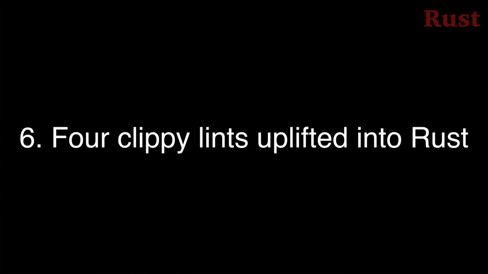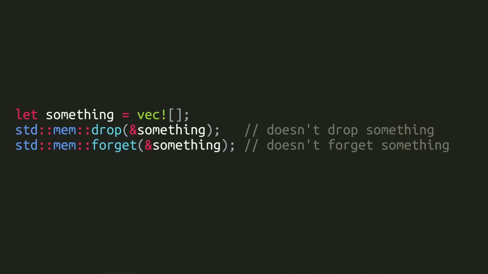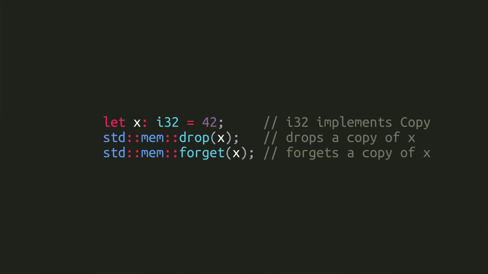Number 6. 4 clippy lints were uplifted, or moved, into Rust itself. Specifically, these 4. The first 2 deal with when you attempt to drop or forget a reference to something. You probably want to drop or forget the something that is actually referenced, but this just drops or forgets the reference itself. Similarly, the other 2 lints deal with when you try to drop or forget a Copy type. Since the type implements Copy, a copy of the value is passed to the functions and the original is left alone. That's probably not what you meant to do.